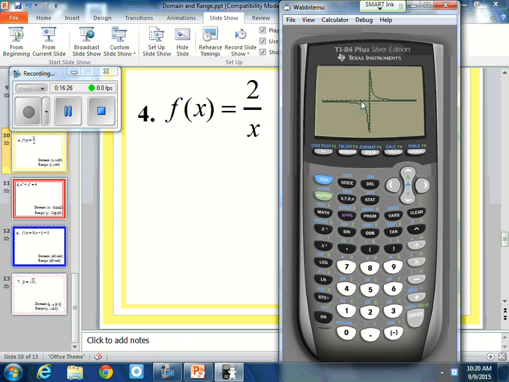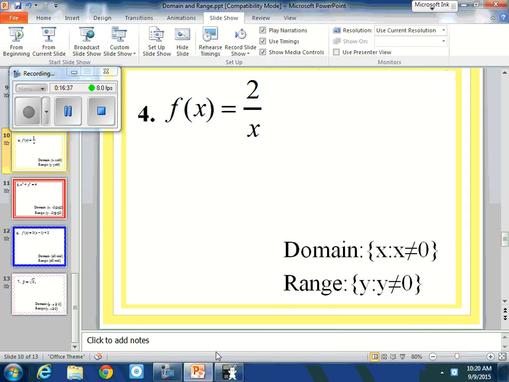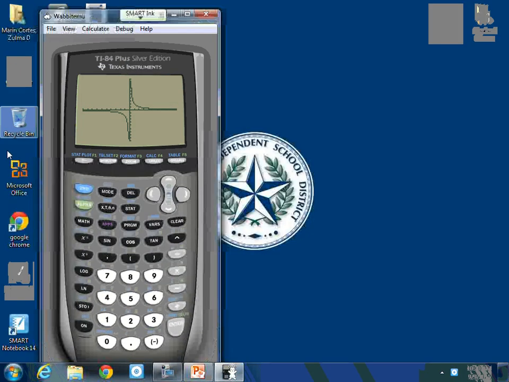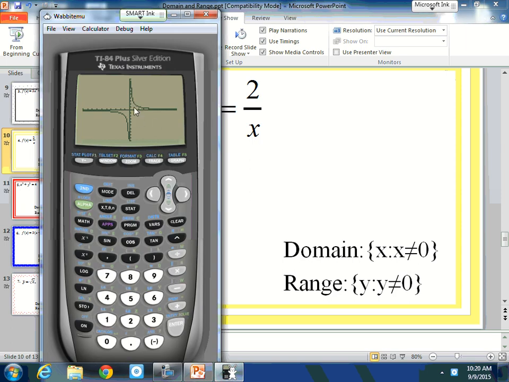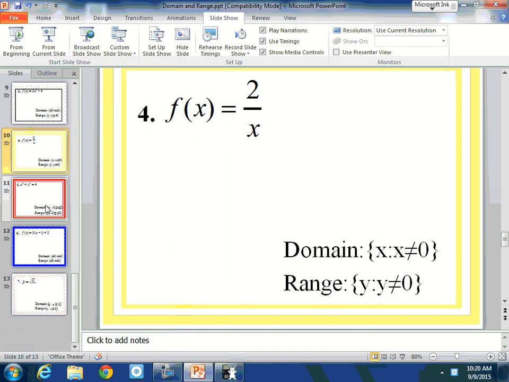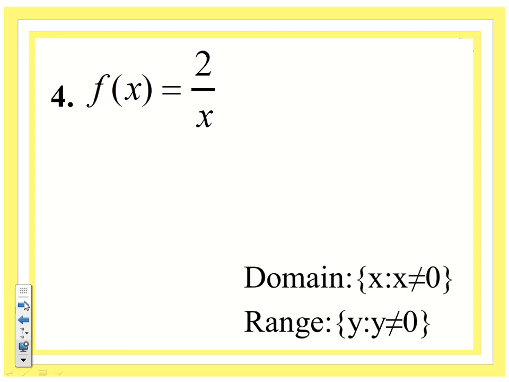And for my x, looks like it's everything except for what? 0. And then for my y, about the same. So let's go ahead and see. The domain would be x is different from 0 because it's everything except for 0. And the range would be everything but 0. See how it does not touch the 0 either on x or y. All right. Let's go ahead and do the next one.